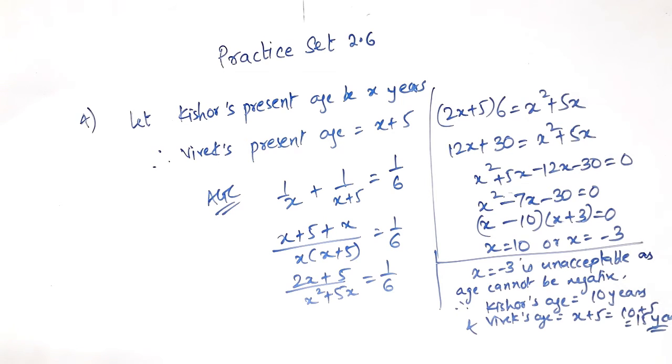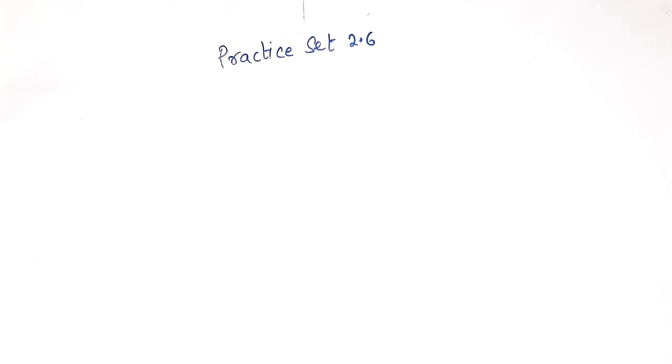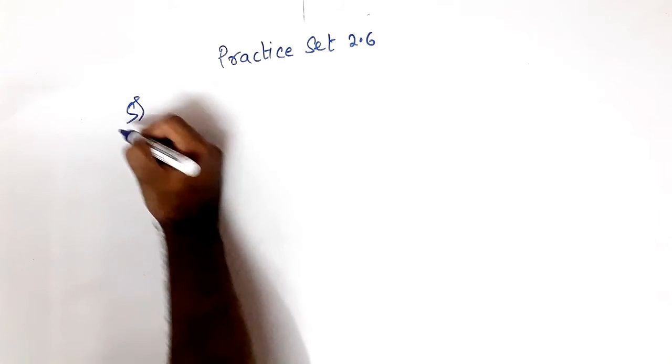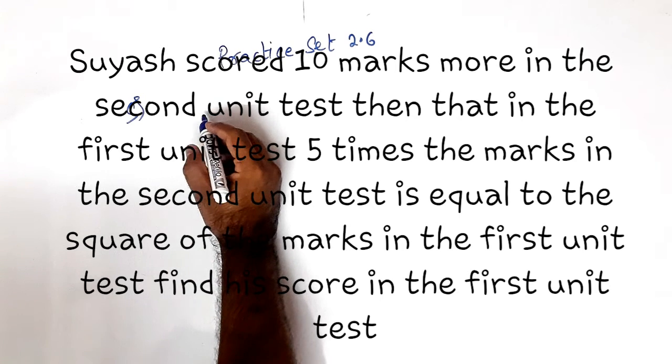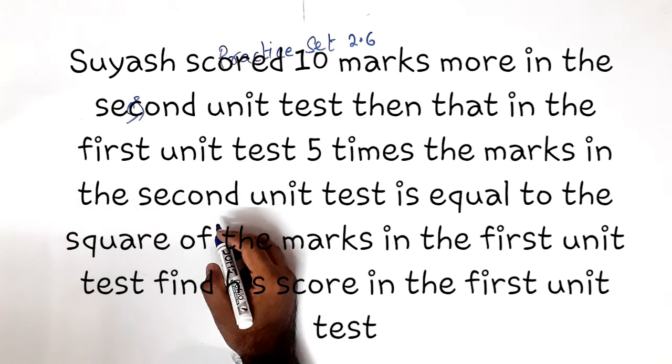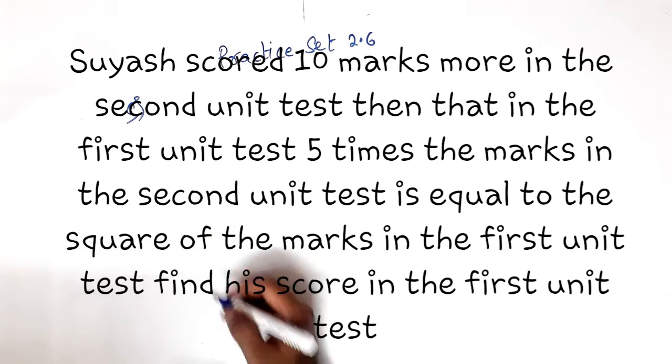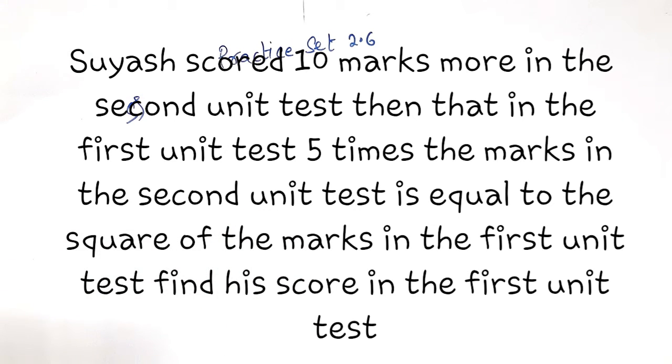Okay, let us move on to question number 5. Question number 5 states that Suyash scored 10 marks more in the second unit test than in the first unit test. 5 times the marks in the second unit test is equal to the square of the marks in the first unit test. Find his score in the first unit test.